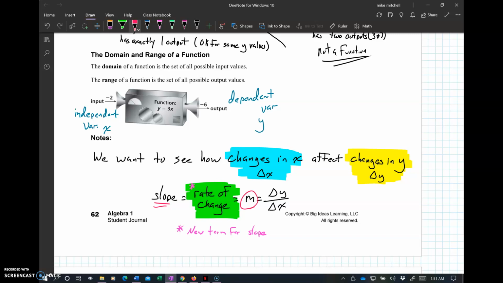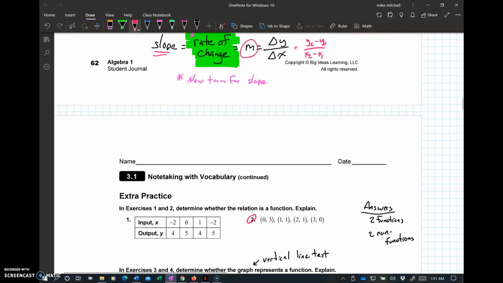Change in y over change in x, that's just your y2 minus y1 over x2 minus x1 formula that you might have seen. Y2 minus y1 is a change in y. X2 minus x1 is a change in x. But this rate of change, that's a big thing when you hear rate of change. They're just asking you for the slope. It's not a new skill. It's a new title for a skill most of you know.